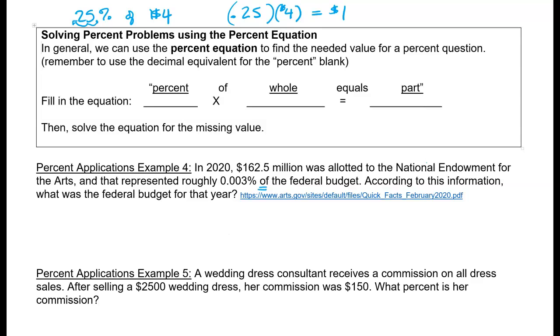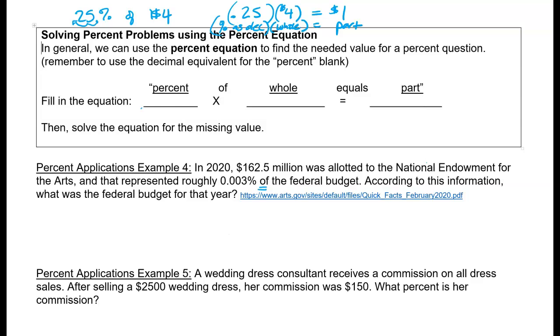So let's write down what I did. I took the percent as a decimal. I multiplied that by what I'm going to call the whole. Another word might be total. So $4 is the total that I had. And then $1, that's the part. So $1 is just a portion of the $4. It's 25% to be specific. And so we can call it a part. That's the general idea of this percent equation.